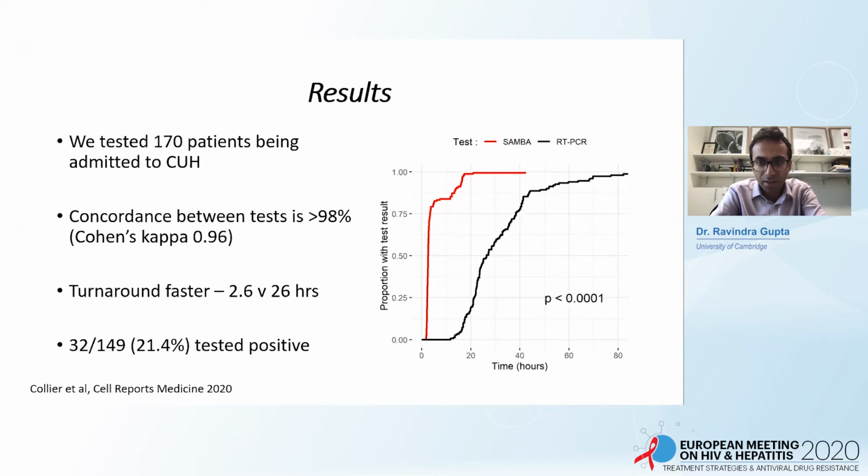And remember, two swabs were taken in parallel in these individuals, one for the Samba test and one for the RT-PCR test. The concordance for the test was greater than 98%, with a Cohen's kappa coefficient of 0.96. And in the study overall, 21% tested positive. That's 1 in 5 tests.